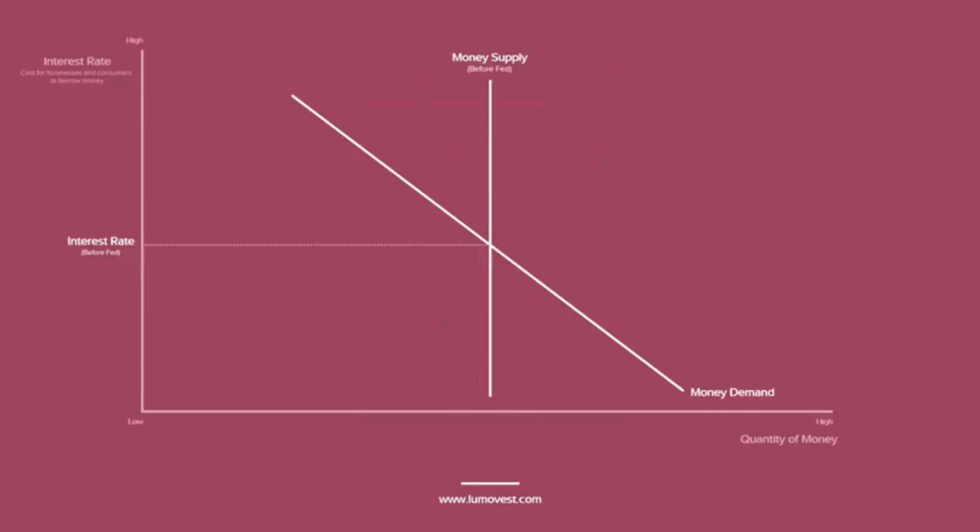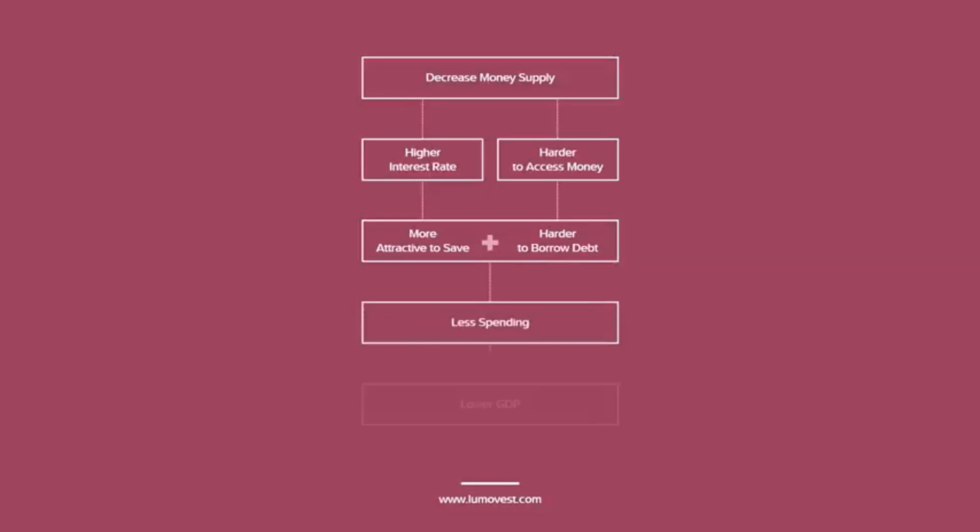By contrast, when the Fed decreases the supply of money in the economy, interest rate increases. With a higher interest rate, consumers, businesses, and governments can earn higher interest by depositing their cash with their banks. It becomes relatively more attractive to save cash instead of spending it. It also becomes harder and more expensive to borrow money, so they spend less. A lower level of consumer, business, and government spending translates to a lower GDP.